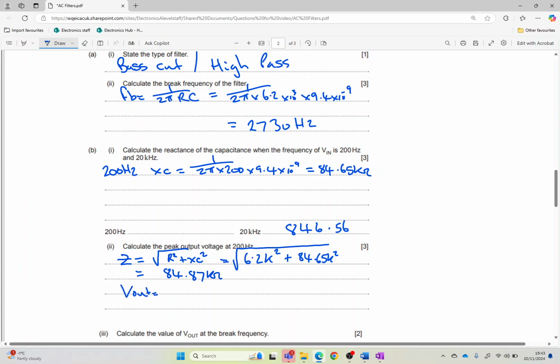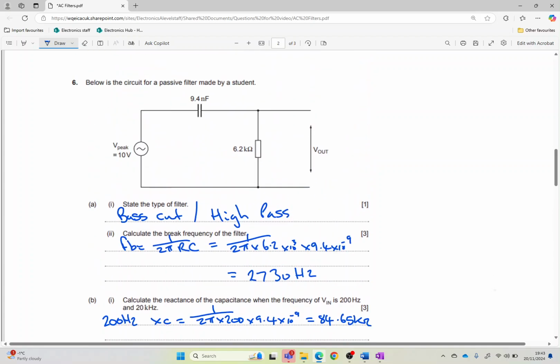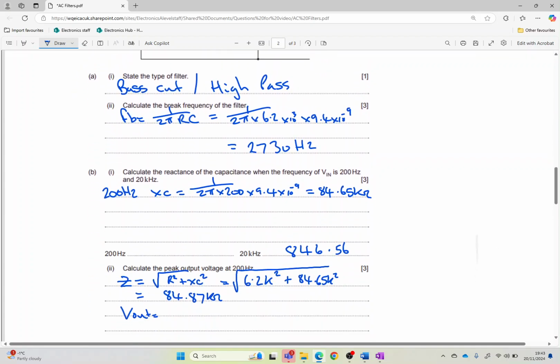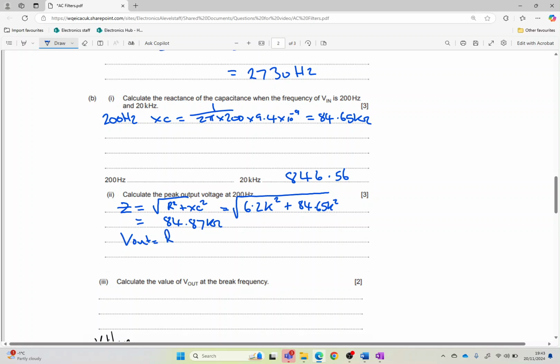Okay, therefore then we look to calculate what V out is going to be. We're measuring V out across the resistor, so the resistor is going to be our top line. Then the total combination of resistance and reactance is what we've just worked out, which is Z, times V in. So we're going to have 6.2 K over 84.87 K times by 10 volts equals 730 millivolts.